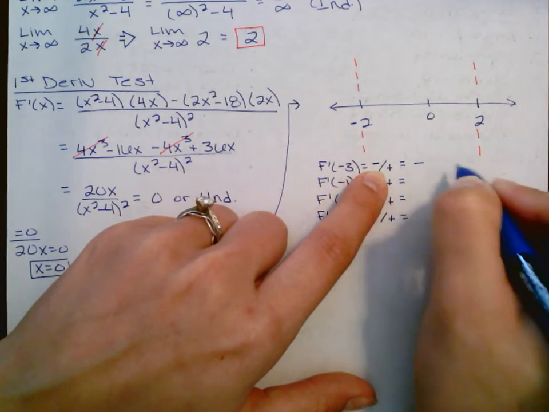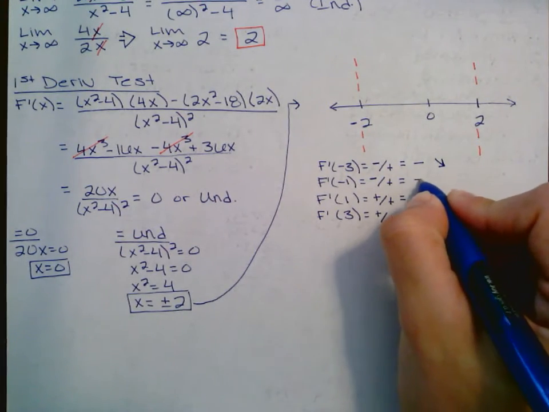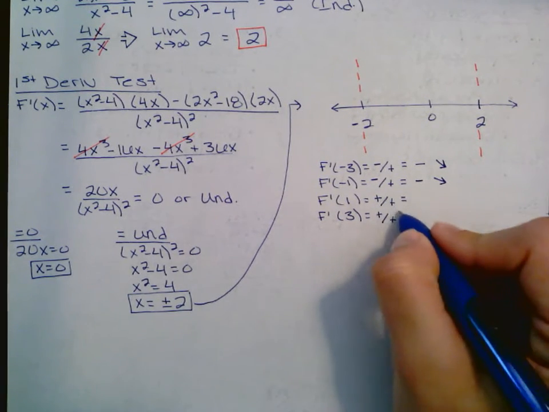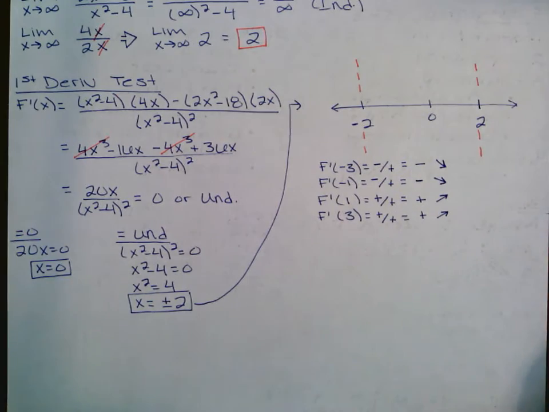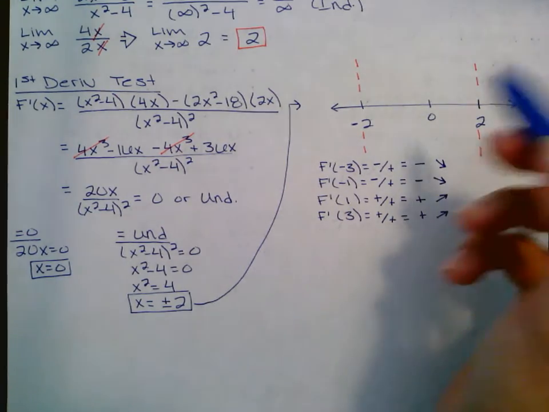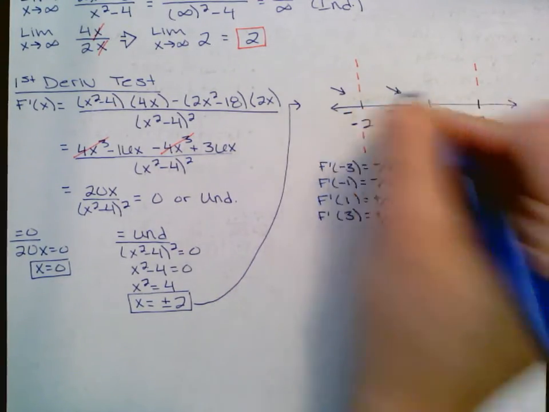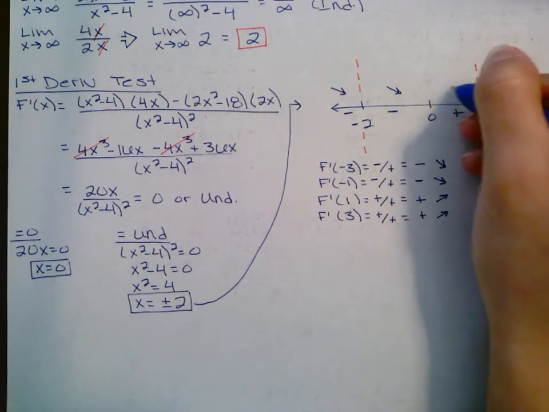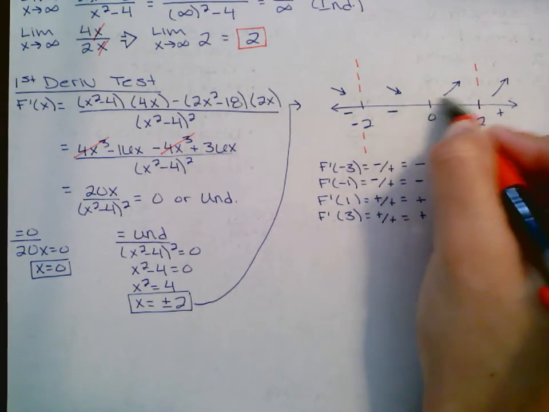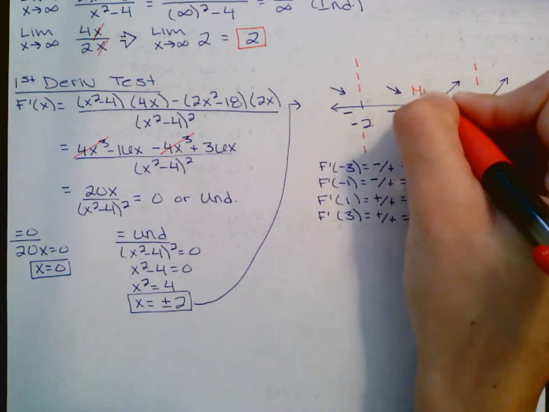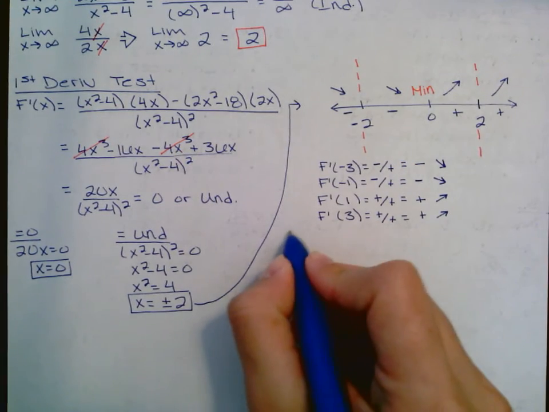Negative divided by positive is negative, so that would tell us we are decreasing. Negative divided by positive is a negative, so we are decreasing. And then these two positive divided by positives will give me positives, which means I am increasing. Okay? So far I know this is negative and negative. So decrease, decrease. And then positive, positive. So increase, increase. And I can see that this switch in decrease to increase is going to give me a min. Okay?